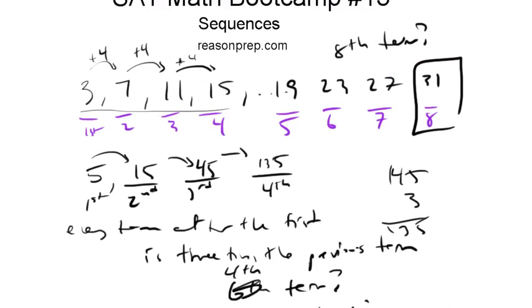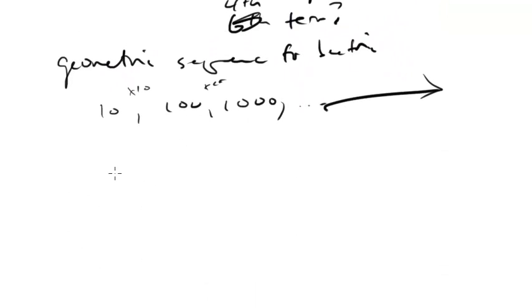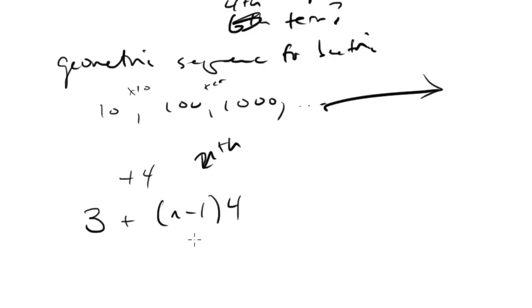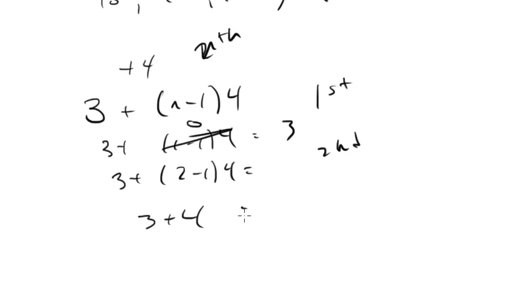Sometimes you can write these sequences in general terms. So, for instance, looking at this first one where it was plus 4, you start with 3, and then for the nth term, it's just going to be 3 plus n minus 1 times 4, right? Because for the first term, it's just going to be 3 plus 1 minus 1 times 4, which is just 0. That's just 3. For the second term, it's going to be 3 plus 2 minus 1 times 4, which is the same thing, by the way, as just 3 plus 4, and that equals 7.